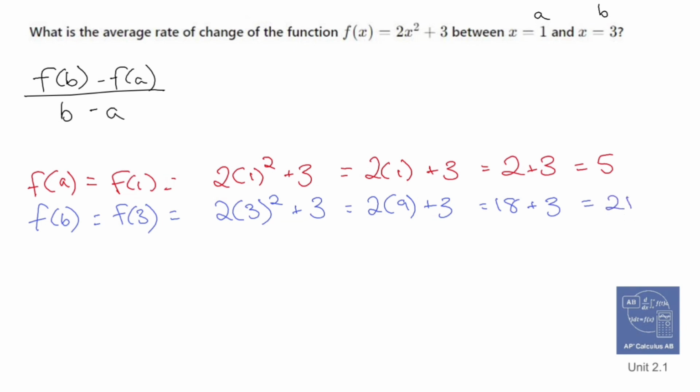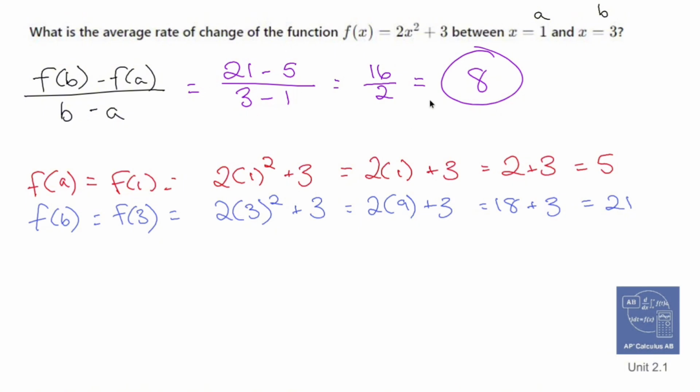So let's plug all that stuff in. All right, f of b was 21 minus f of a, which is 5, all over b, which was 3, minus a, which is 1. 21 minus 5 is 16. 3 minus 1 is 2. And 16 over 2 is 8. So there you have it. The average rate of change between 1 and 3 of this quadratic right there is going to be 8. You're welcome.